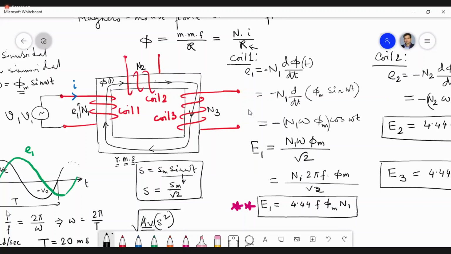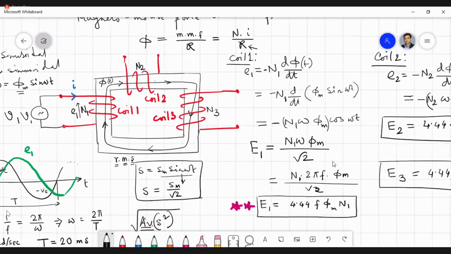So that means a transformer is not only electrical circuits. The most important part of a transformer is the magnetic circuit. We should have a complete magnetic circuit to have a transformer.